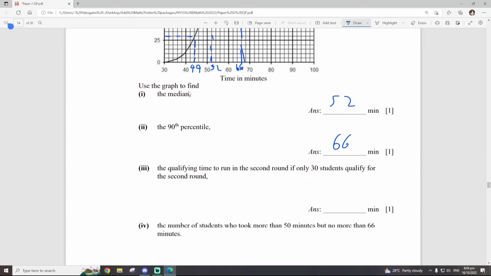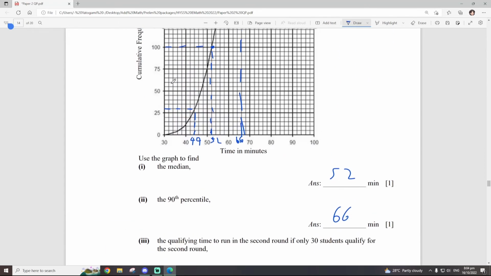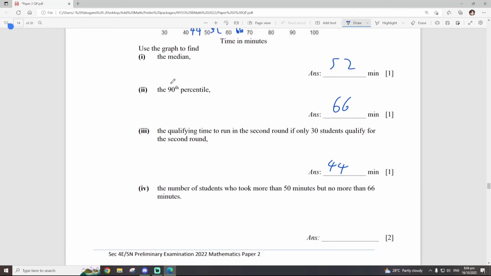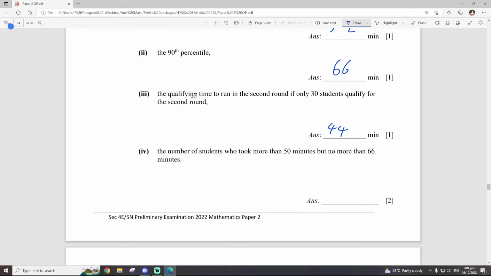The number of students who took more than 50 minutes but less than 66 minutes. Okay, so that is between 50 to 66. So 50 is here, so that is 75. 66 we figured out earlier, so this is 75 and 180. So it's actually 180 minus 75, which is 105.